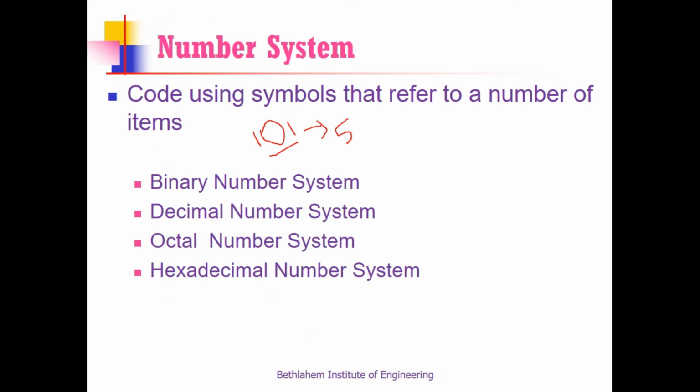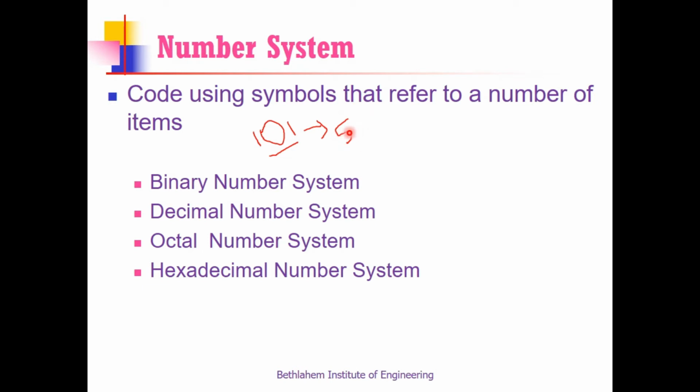What is number system? It is a code using symbols that refer to a number of items. For example, the decimal number 5 is represented by the symbols 1, 0 and 1 in binary number system. So what are the symbols here? In binary number system, this 1, 0 are the symbols. And in decimal, we have 10 symbols. This 5 is also a symbol.